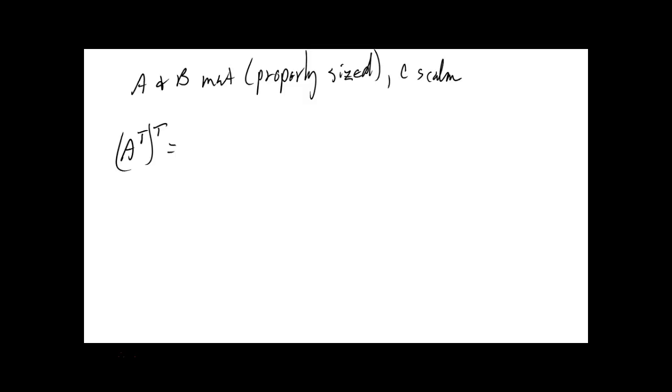Okay, you're starting with a matrix A, whatever size it happens to be. Then you're transposing it. And then you transpose it again, you get back to A. Exactly. Just what you would expect, and it is indeed true. The transpose of a transpose is its original. Okay? Now, number 2.